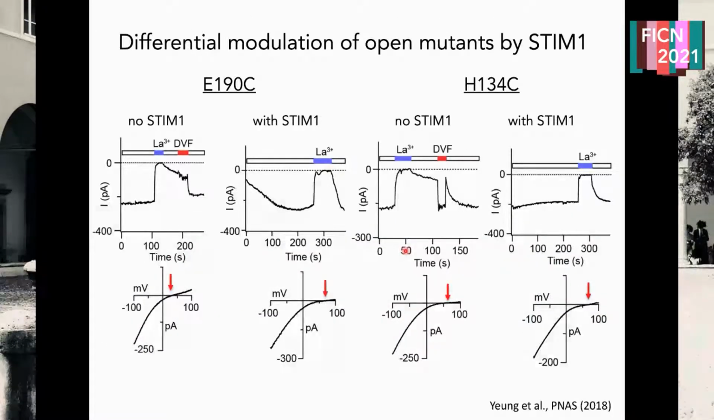The ion conduction pore properties of these channels were quite variable. Many of them were actually very, very calcium selective, like this mutation at H134. But some others were actually not so calcium selective, like this mutation at E190, but they did become calcium selective when STIM1, the ligand, bound to the channel.